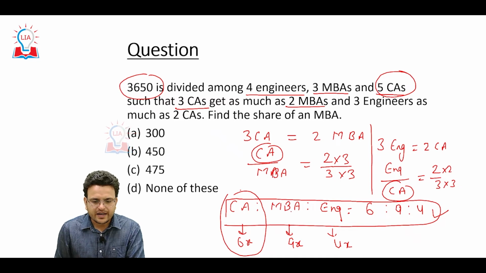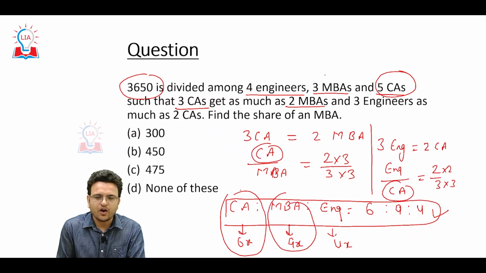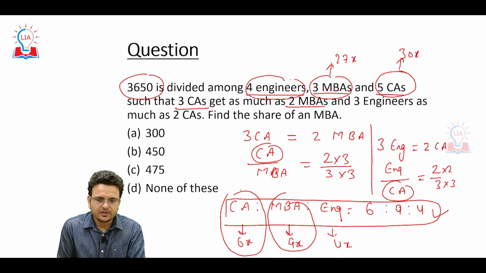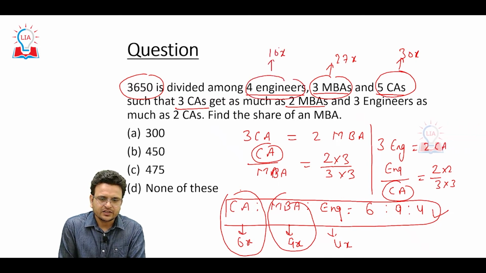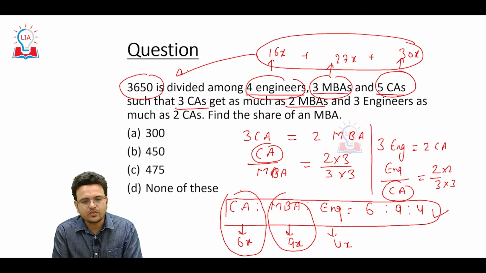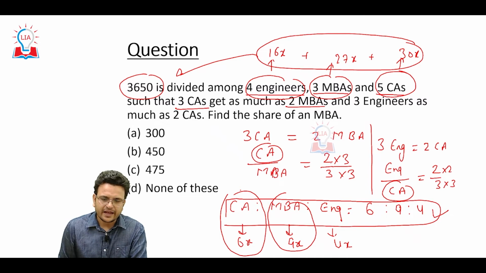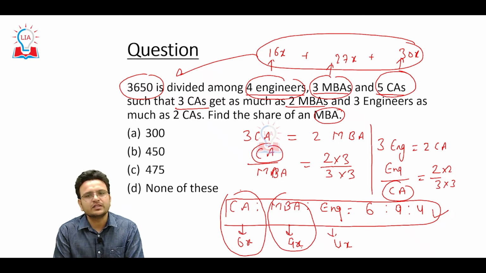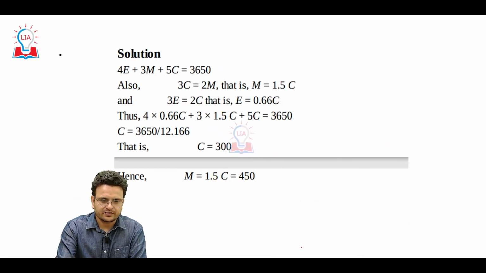5 CA. One MBA is getting 9x. How many MBAs are there? 3 MBA. So it becomes 30x, 27x and 16x. You can add all these values and this has to be equal to 30,650, then you are going to get the x value, and then what is the value of MBA? 9x. So hopefully you are able to understand this particular question.